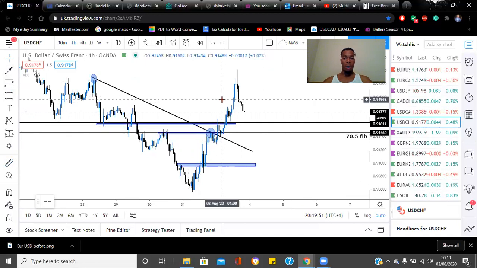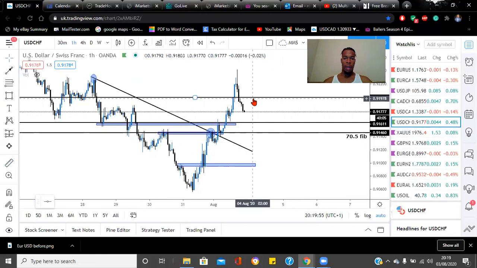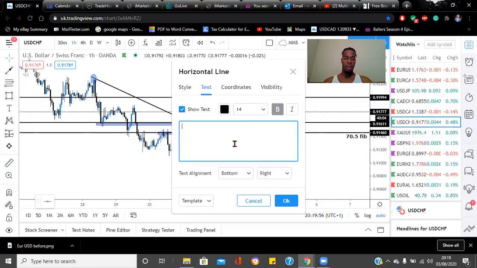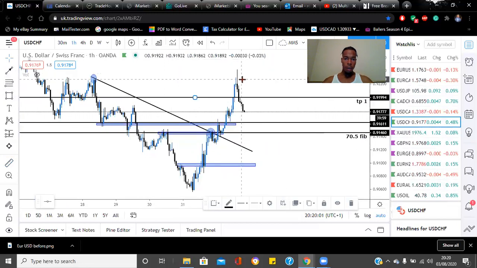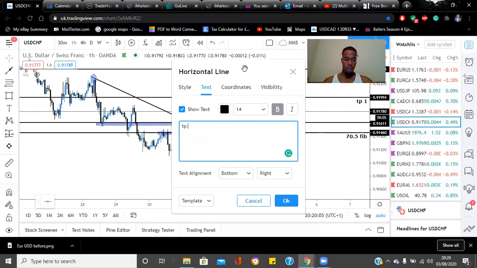And then how you can do it is, if you press Alt and H, it will create a line, and double click it, you can write stuff. So you can put TP1, and then you can put TP2.